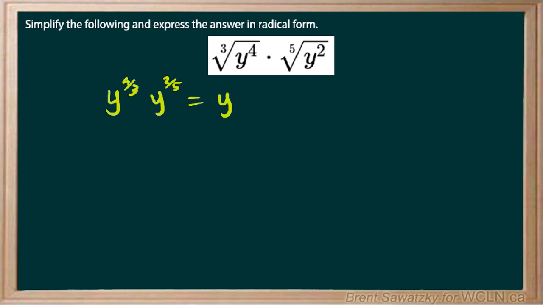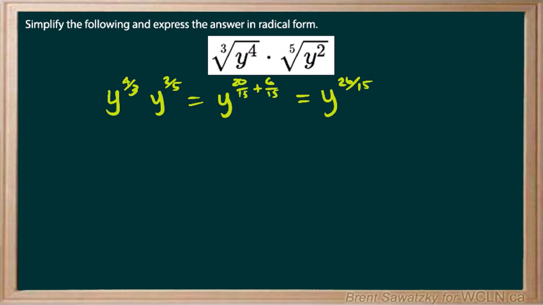We need a common denominator here in order to add fractions. So 15 would make a good denominator. And we multiply the 3 by 5, so we have to multiply the 4 by 5. Multiply the 5 by 3, so we multiply the 2 by 3. And we end up with y to the 26 over 15.